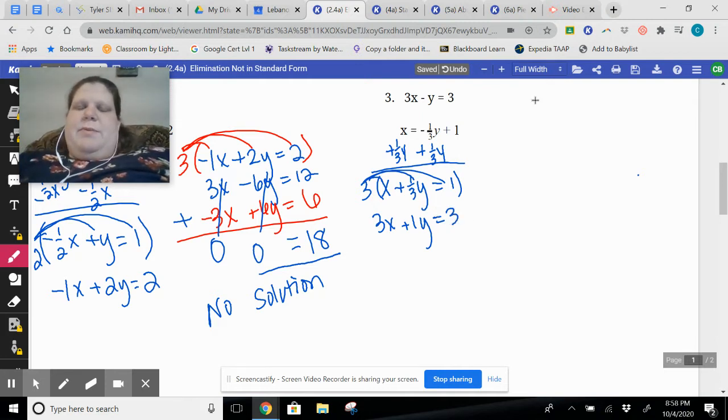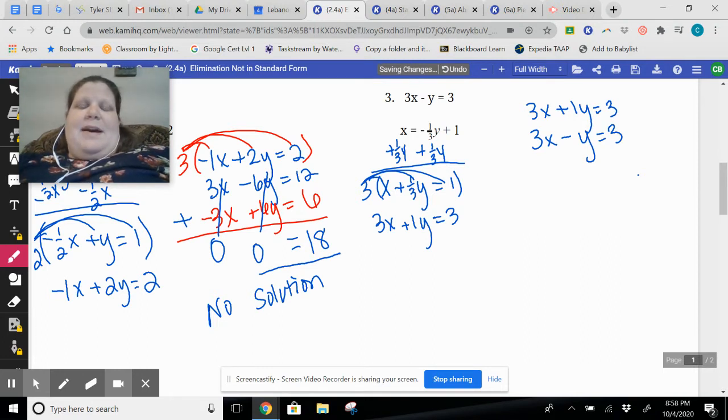So I'm going to rewrite that over here. So I have 3x plus 1y equals 3. And now I'm going to rewrite my first equation. So 3x minus y equals 3. Now I want to have opposite coefficients. So I have 3x, and I have 1y and negative y, which if you remember, negative y is really just negative 1y. So I actually do have opposite coefficients already because I have positive 1y and negative 1y.